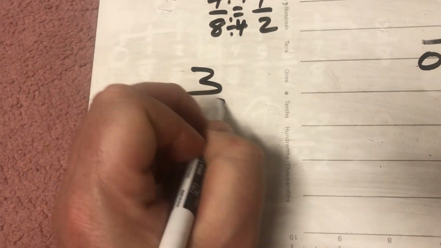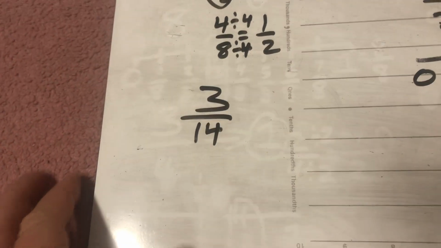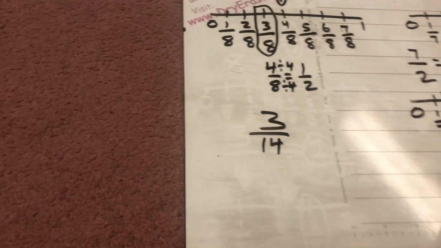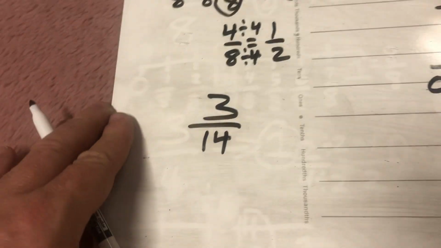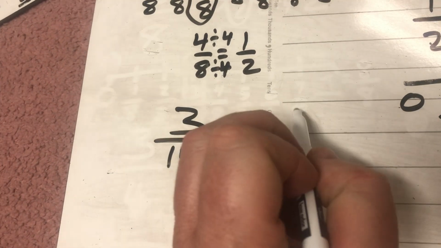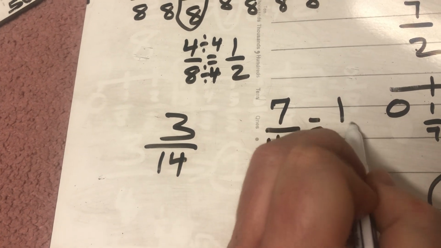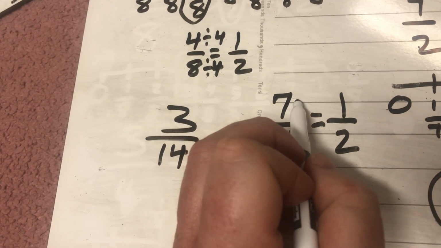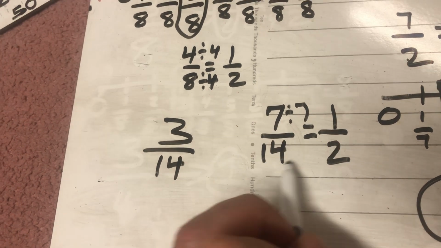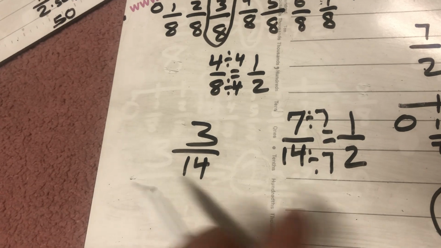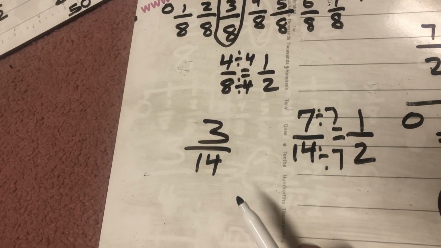Well, let's think about 3 over 14. I could do a number line with 3 over 14. However, I should know that 14 divided by 2 to figure out where halfway is 7, which tells me that 7 over 14 should equal 1/2. And sure enough, 7 divided by 7 is 1. 14 divided by 7 is 2. So sure enough, 7 over 14 is 1/2.